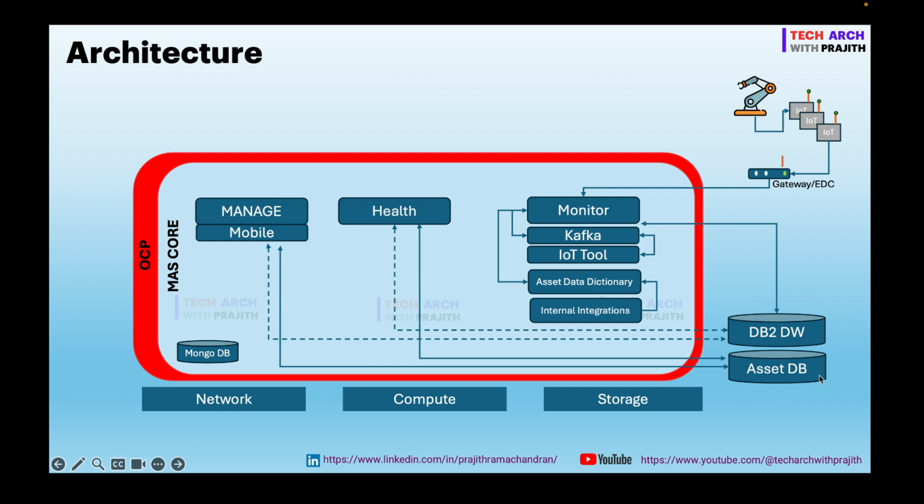I have two databases, a DB2 data warehouse and an asset DB. Asset DB is my ALM database. ALM is asset lifecycle management, or the Manage database is a managed transaction database. This database can be Oracle, DB2, SQL Server, any supported database. In this case, I'm just focused on DB2. This is the DB2 DW database, data warehousing.